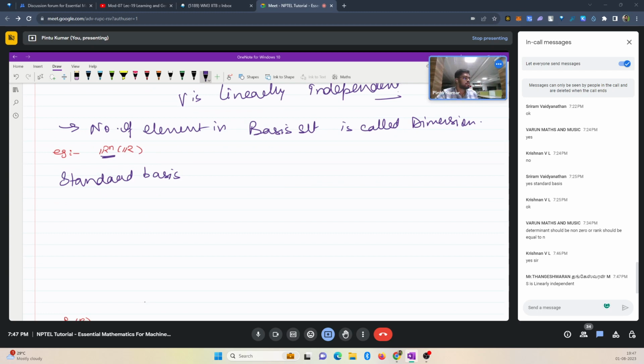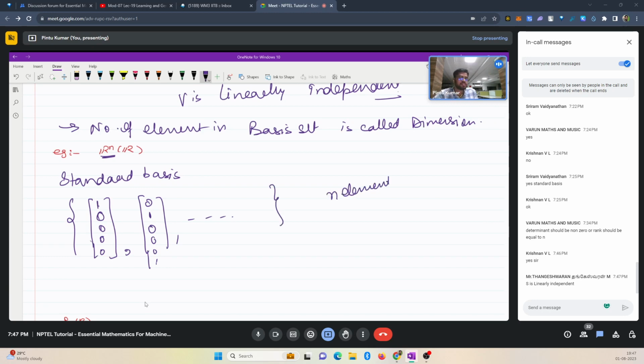S is linearly independent. So the standard basis for Rn is that for the first element you take 1 at the first position and 0 everywhere else. For the second element in the basis, you take 1 at the second position and 0 everywhere else. This way you will obtain n elements, and this is called the standard basis for Rn.